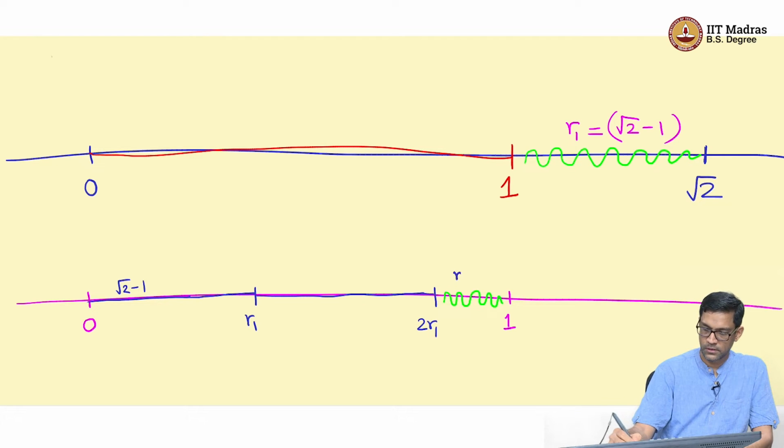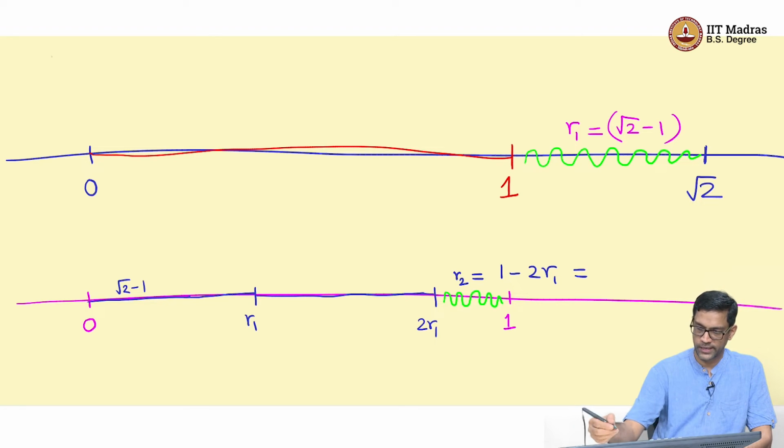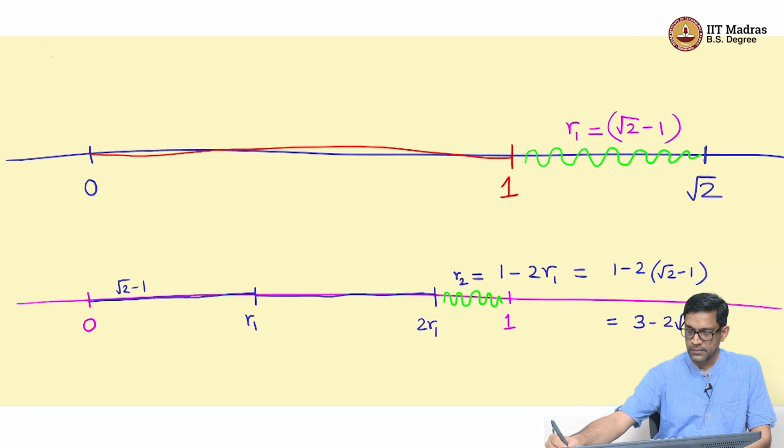Let us see what the second remainder is, it is just 1 minus twice R1. Okay, and R1 is just square root 2 minus 1. So, I can just substitute that. So, it is 1 minus 2 times square root 2 minus 1, and if you care to simplify, this is just 3 minus 2 root 2. Okay, so, I get a second remainder. Now, I keep going like this.